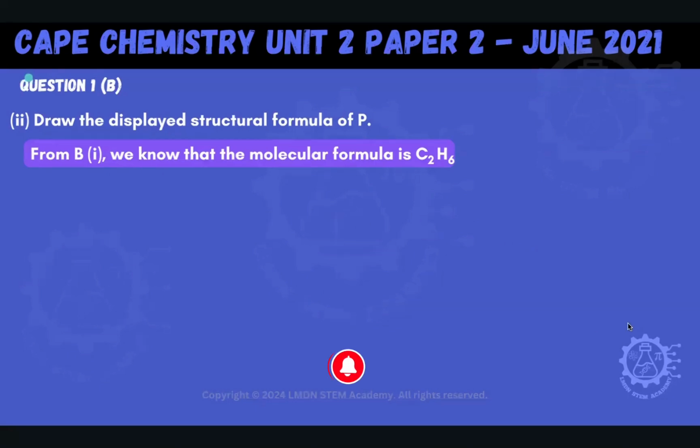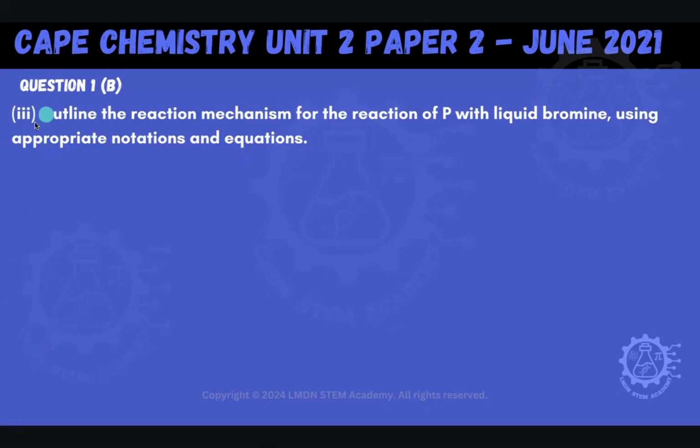We're going to move on to part 3 of this question. Part 3 is asking us to outline the reaction mechanism for the reaction of P with liquid bromine using appropriate notations and equations. So when we're being asked to outline this mechanism, it's important that we know what functional group or homologous series P belongs to. As I said earlier, P turned out to be ethane, which belongs to the alkane homologous series, or alkane family of compounds. And that's going to be reacted with liquid bromine. So we're going to react that with Br2 liquid.